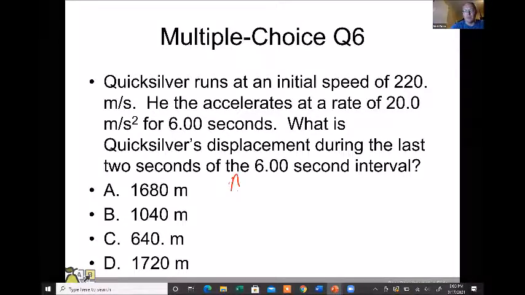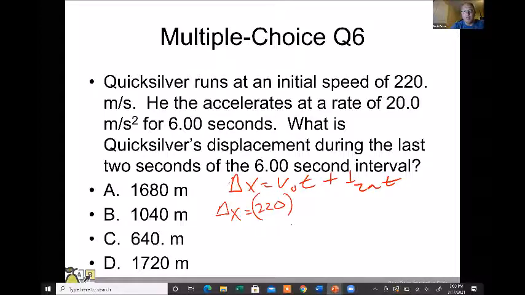So I'm going to work from this equation. Delta x equals v0 t plus 1/2 a t squared. That's one of my kinematic equations. And first of all, I'm going to work at 6 seconds. So I'm going to say for the whole 6 seconds, delta x is the initial velocity, 220. And I'm going to leave off the units. You should never do this, but just so that I have room to do the problem, I'm going to leave off the units. 220. He does that for 6 seconds plus 1/2 times his acceleration of 20 times the time squared, 6 seconds squared.